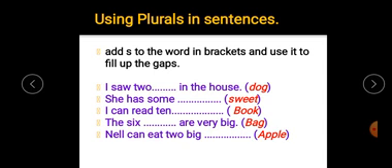So like the instruction says, you add S to it first. Let's add S to it. So we add an S to the dog. And when we've written it, that's dogs. You now put it in the sentence. I saw 2, because you can see that it is 2, not 1. 2, more than 1. So I'll fill it up in the gap. I saw 2 dogs.